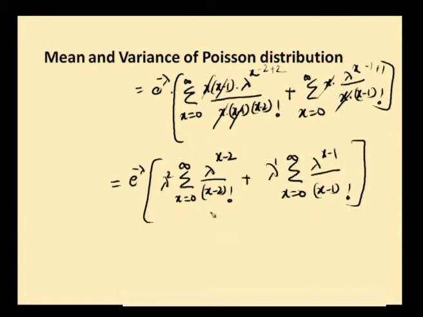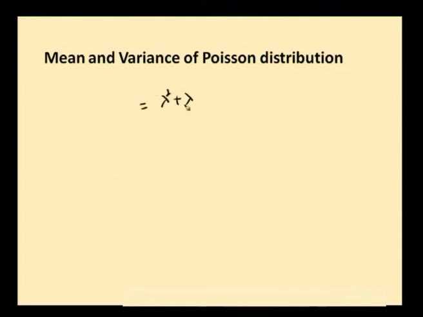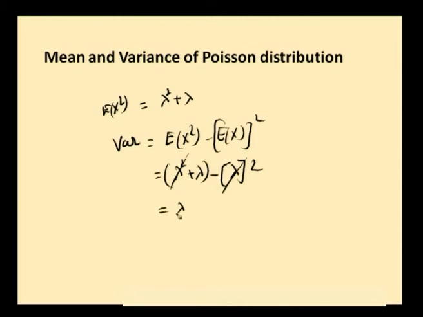When you expand this, this is e power lambda, and when you expand this, this is e power lambda. So you have e power minus lambda into lambda square e power lambda plus lambda into e power lambda. So this is actually lambda square plus lambda. This is expectation of x square. To find the variance, it is expectation of x square minus expectation of x the whole square. Expectation of x square is lambda square plus lambda, and expectation of x we have found out as lambda, and it is squared, it is cancelled with lambda square, you have only lambda. So for Poisson distribution mean and variance are same and equal to lambda.